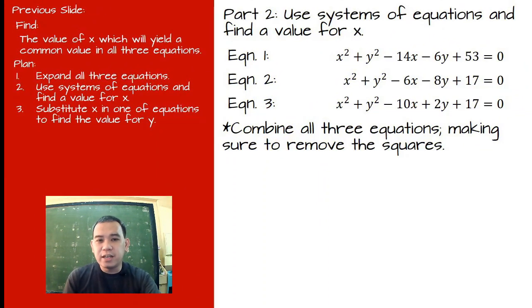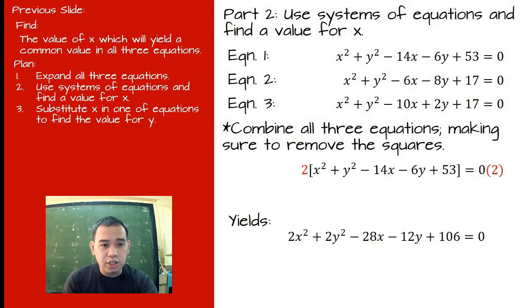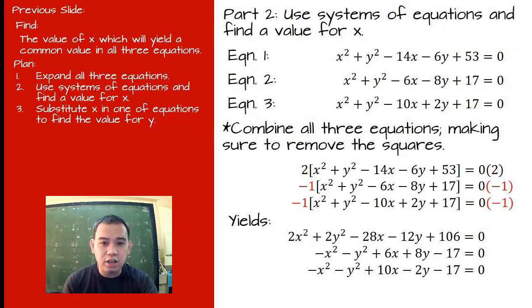Moving on, it's time to start the second part of our plan that aims to remove the terms whose literal coefficients are squared. First, we multiply each equation with a multiplier that will make the products cancelable. So, if I double the first equation, then I take the inverse of the second and third equation. Next, I add all the expressions together.